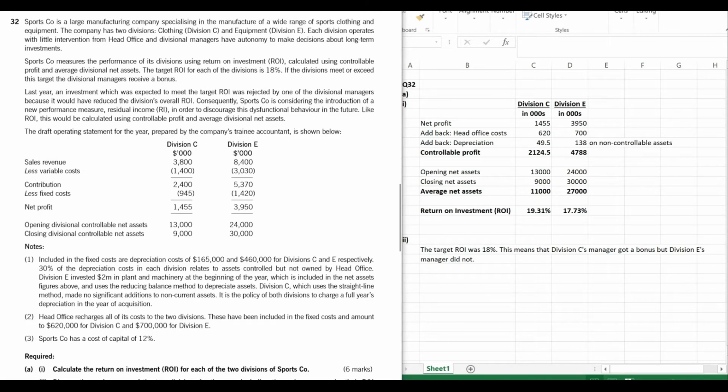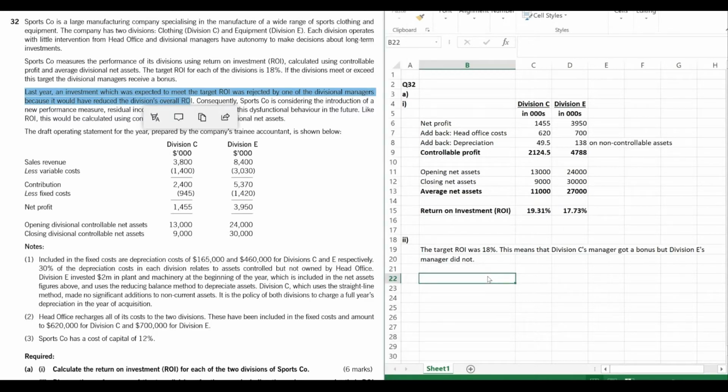Where is it? Last year, yeah, here. Last year, an investment which was expected to meet the target ROI was rejected by one of the divisional managers because it would have reduced the overall ROI. So Division C did that rejection, and because of that, they got the bonus, right?